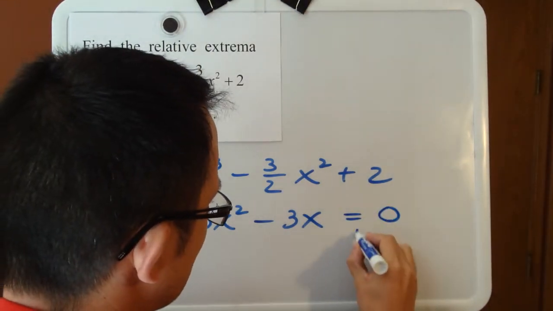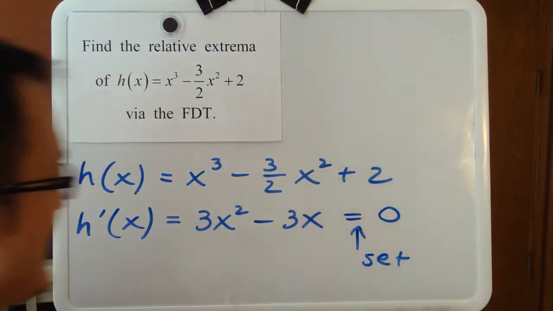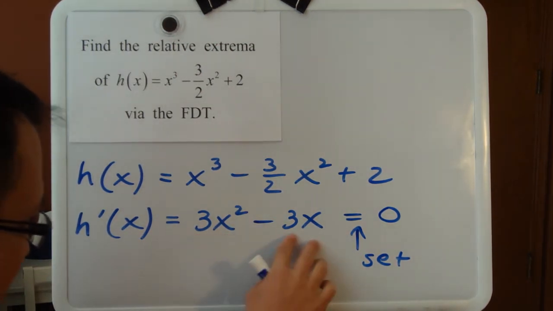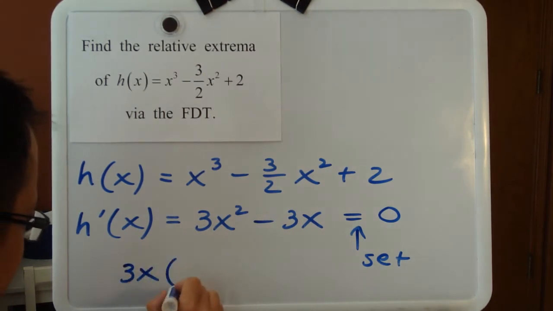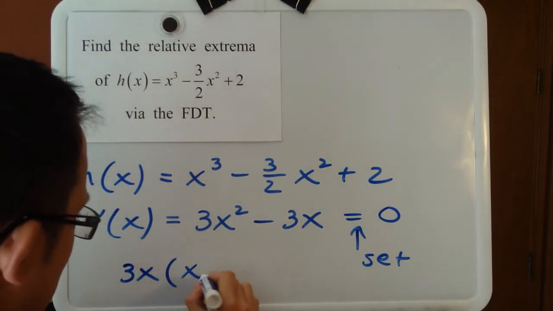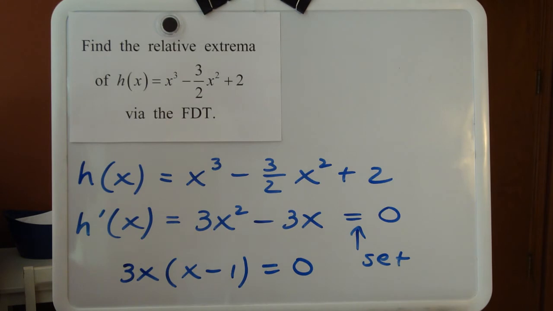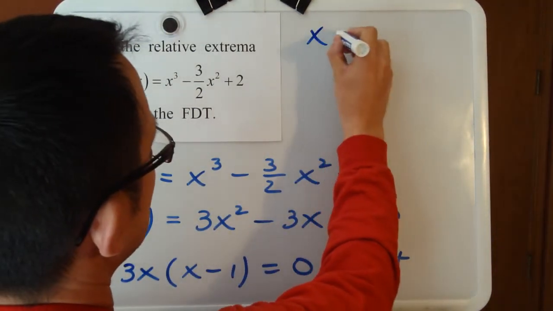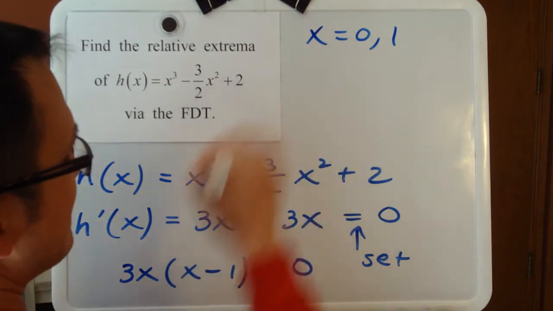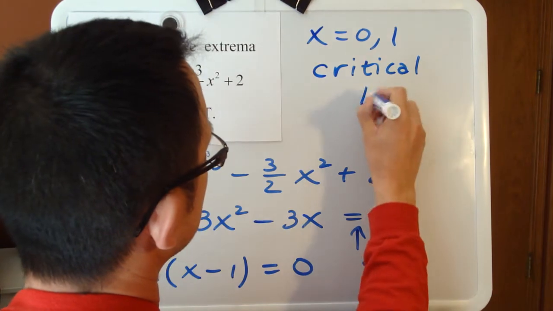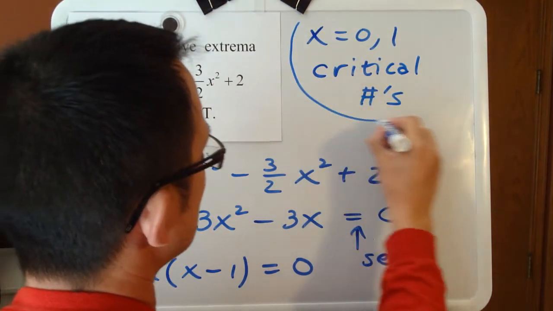So I'm going to set this equal to 0, and this is going to allow us to dig up the critical numbers. We can factor this, pull out a 3x, and that will leave us with x minus 1 equal to 0. The only two numbers that make this true are x equals 0 and x equals 1, so those would be our two c values. I'll write them up here: x is 0, and also 1. These are the critical x, our critical numbers, so we'll hold on to those.